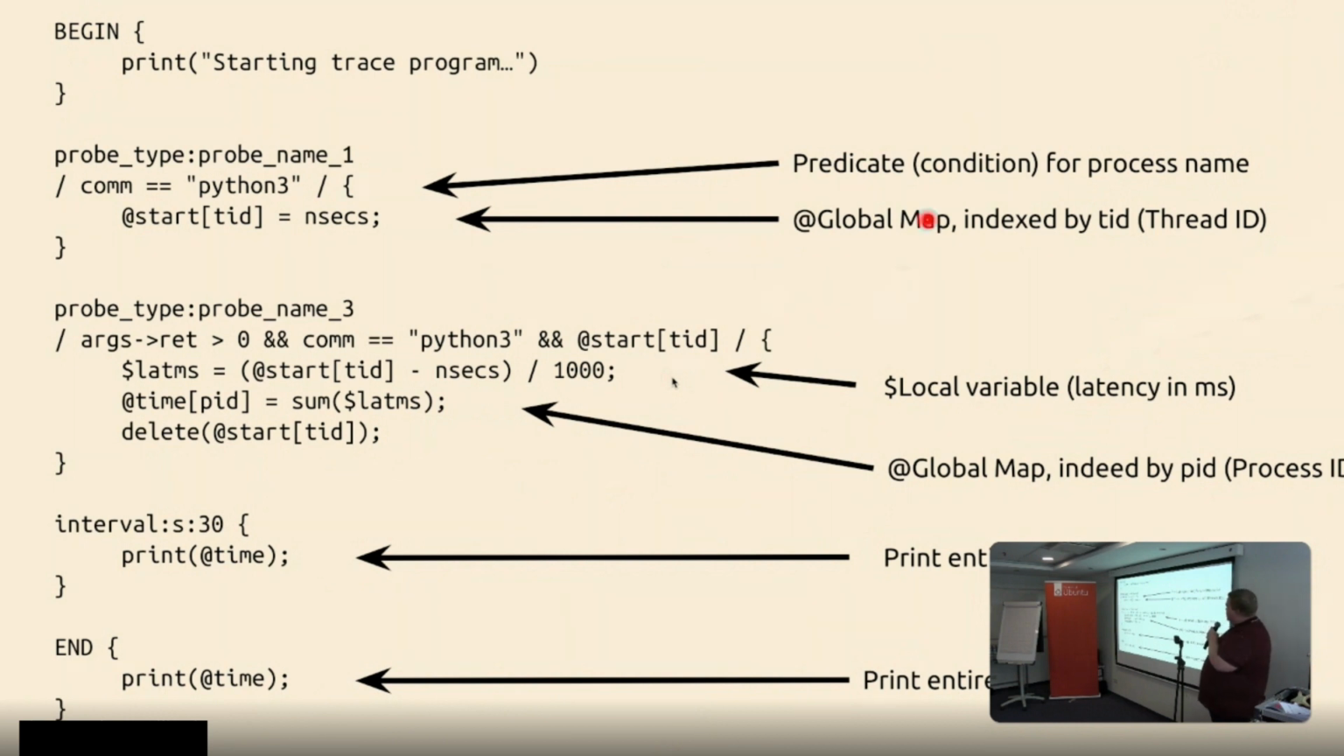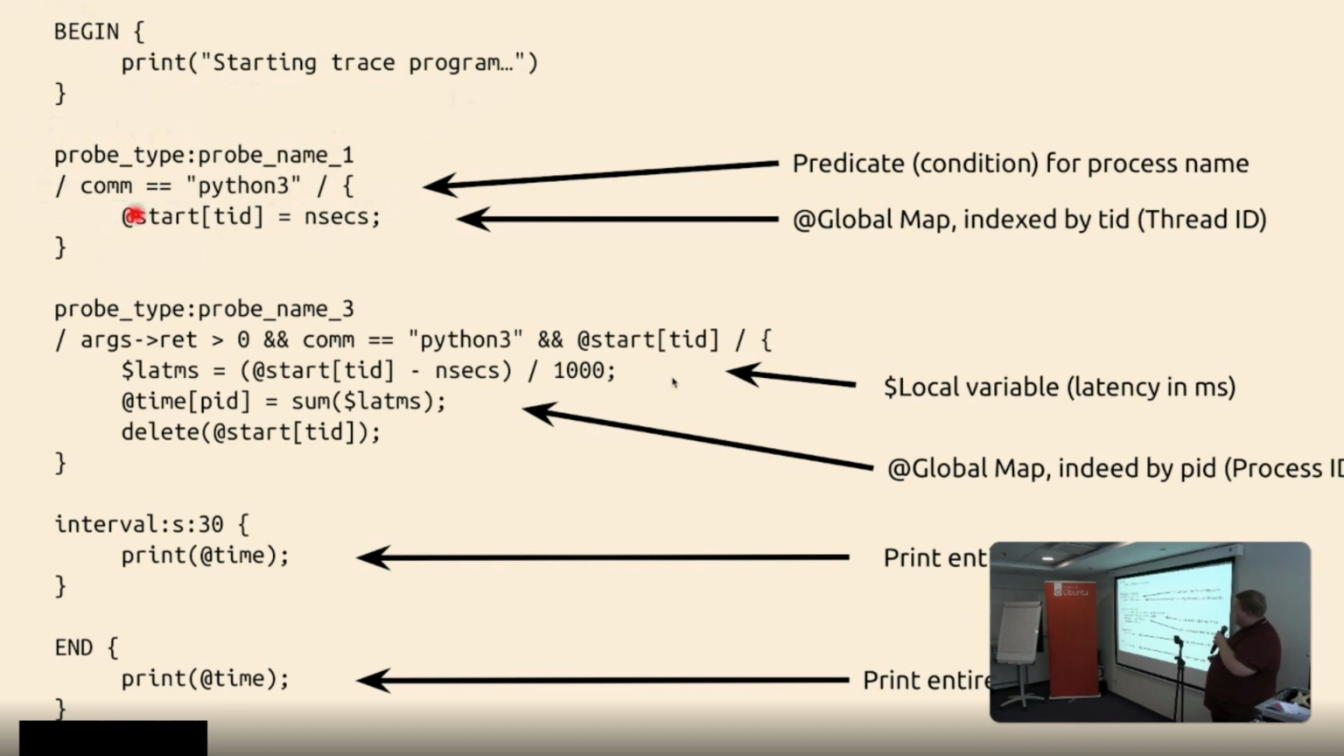As a little tour, at the start we have a BEGIN stanza, so we can do some work to set up. In this case, I'm just going to print a string. We can match a probe. The probe type is, like I talked about, a predefined tracepoint, or any kernel function or any function in a userspace program. So I say the type and name I want to probe, and then we have a predicate, which is basically a condition. So I only want to match this probe if it's a Python process in this example.